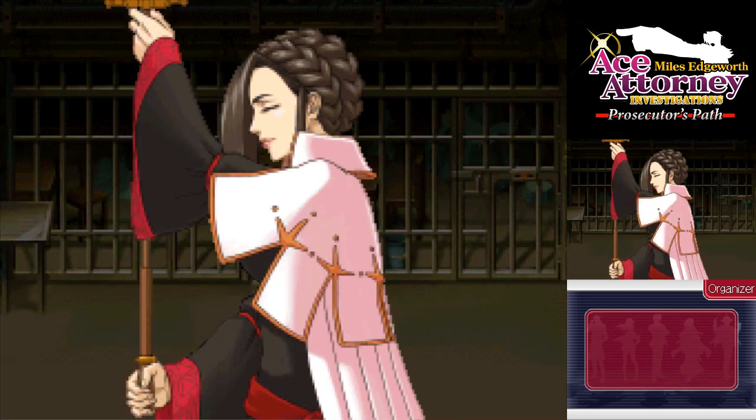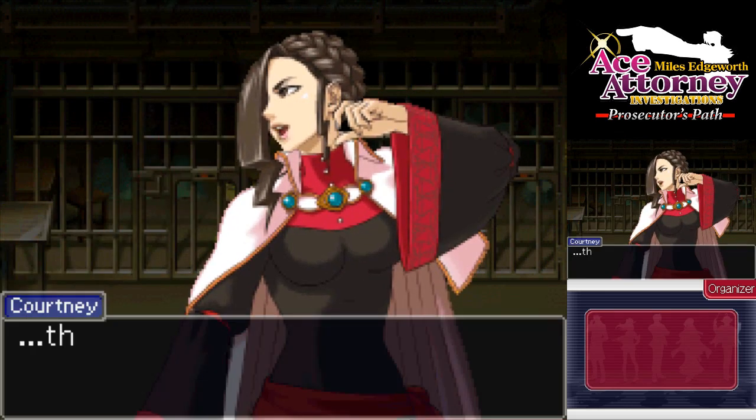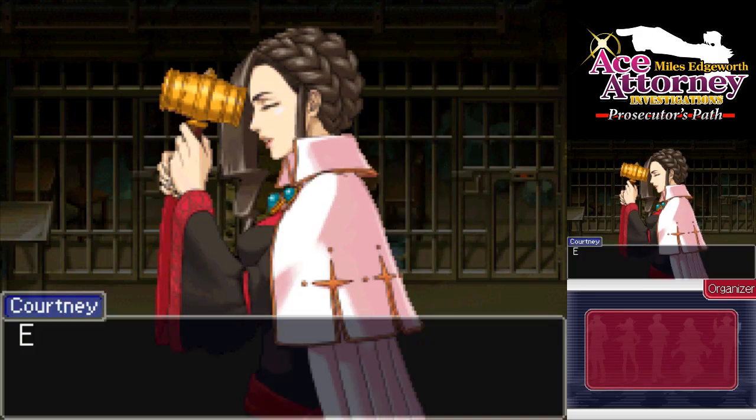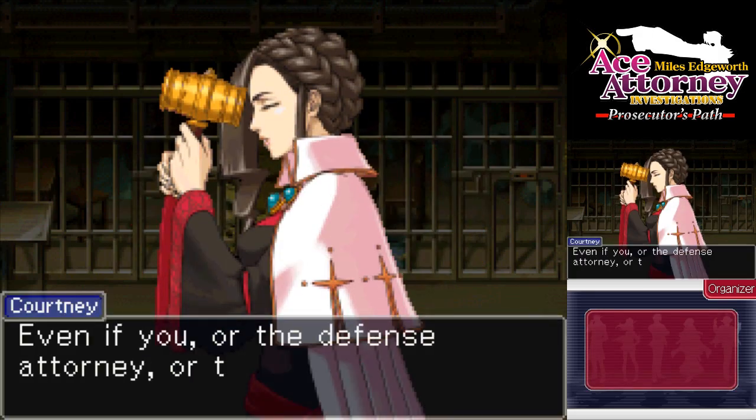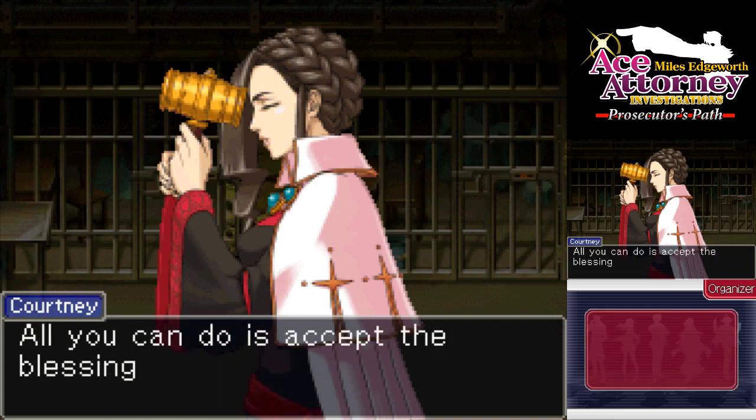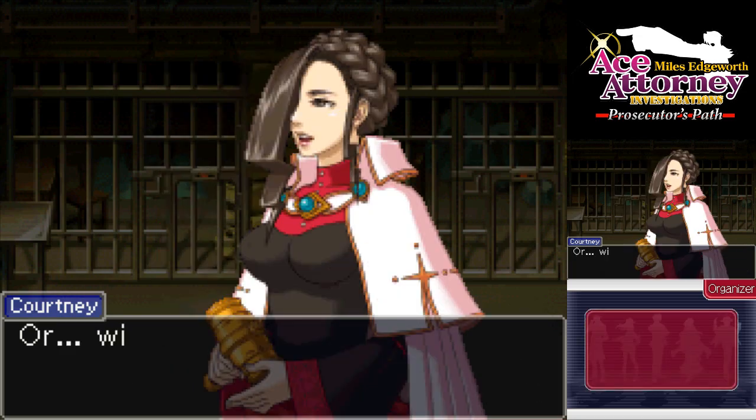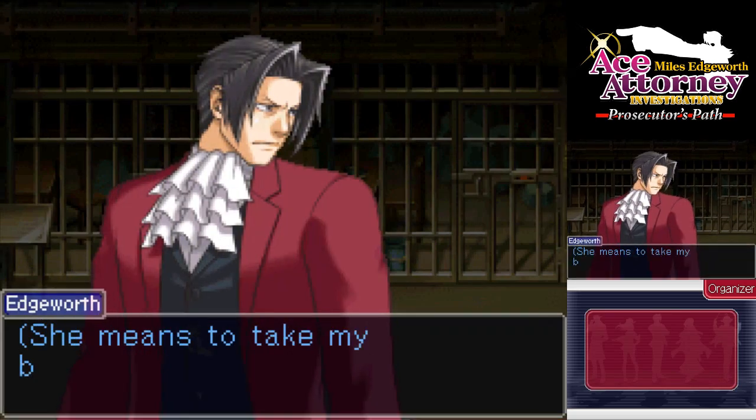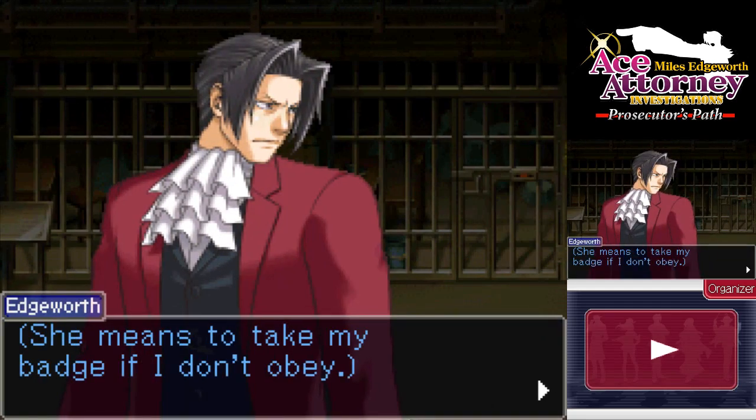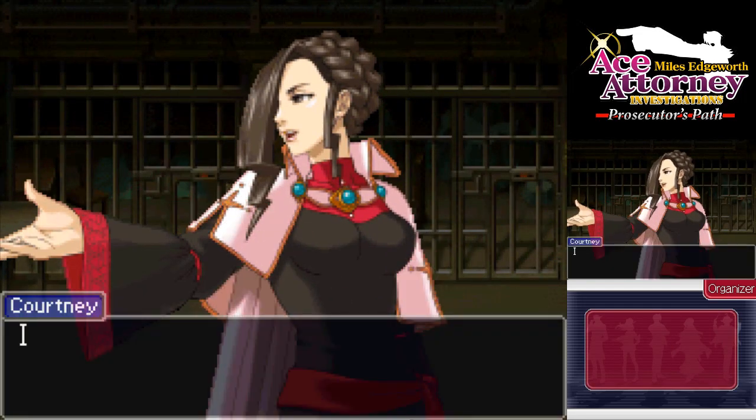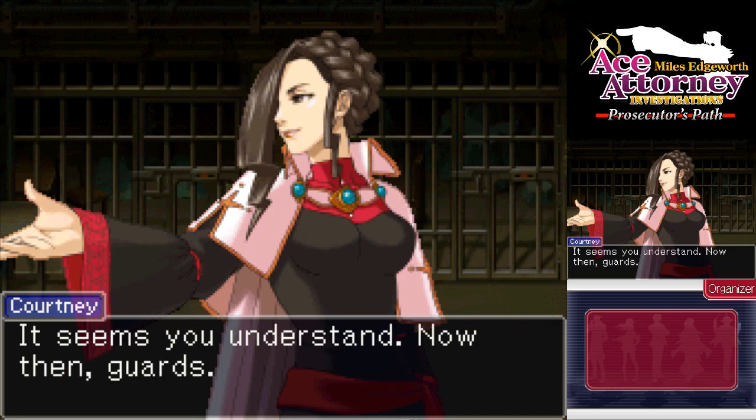Even so, the gavel must slam down at the conclusion of a trial. Even if you, or the defense attorney, or the suspect do not consent to the verdict, all you can do is accept the blessings of the Goddess of Law. Or will you fight it and risk losing your badge? She means to take my badge if I don't obey. Aw, that's too bad. It seems you understand. Now then, gods, please proceed.